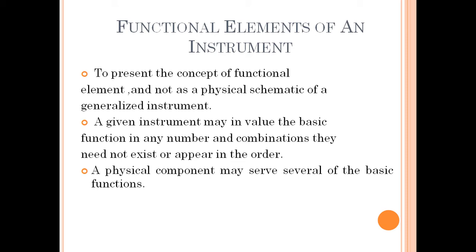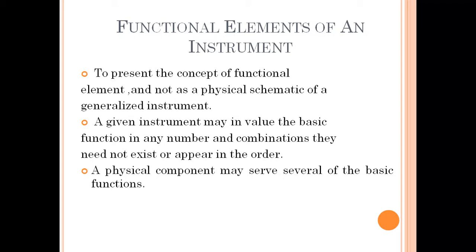In today's class, we will discuss functional elements of an instrument. It is important to have a systematic organization and analysis of measurement system. An instrument may be defined as a device or a system which is designed to maintain a functional relationship between prescribed properties of physical variables and must include ways and means of communication to a human observer.